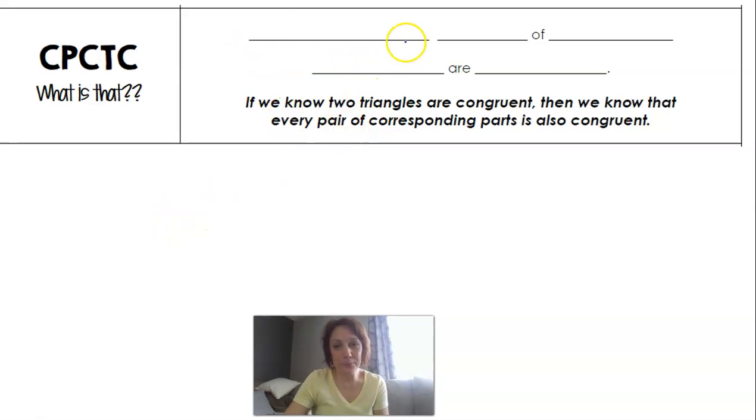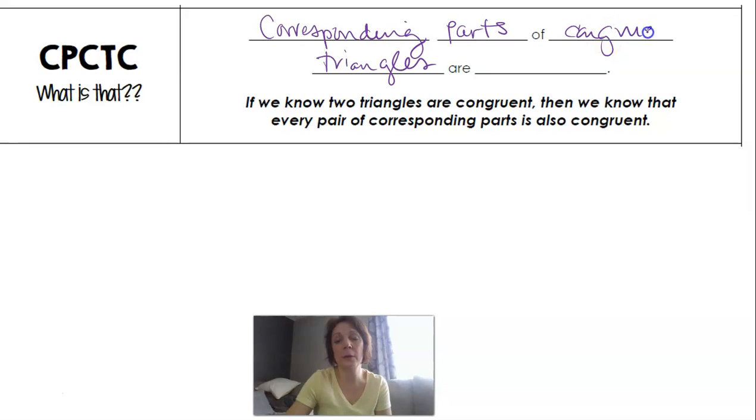Okay, so T is for triangles. Now 2 of these C's stand for congruent. Okay, so look here. CP is corresponding parts of congruent triangles are, where's my pen? Congruent.